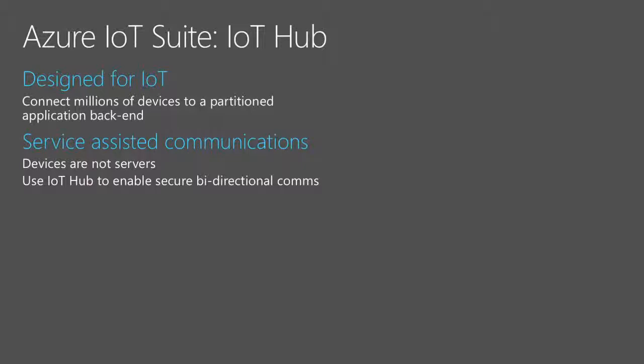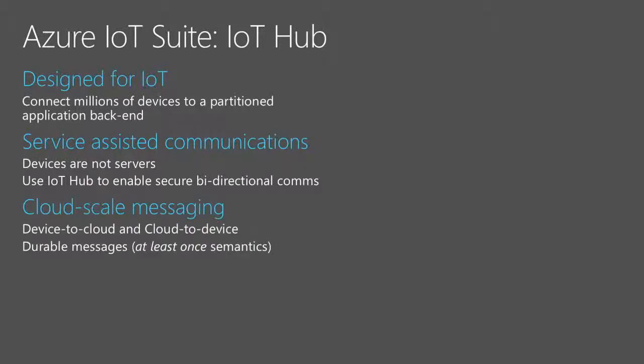Now, of course, there are scenarios where you need to have peer-to-peer connectivity and direct local connectivity. We are not saying that those scenarios are not valid. They of course are, but usually you can have a mix of both and still take advantage of service-assisted communications for all the scenarios where it makes sense.